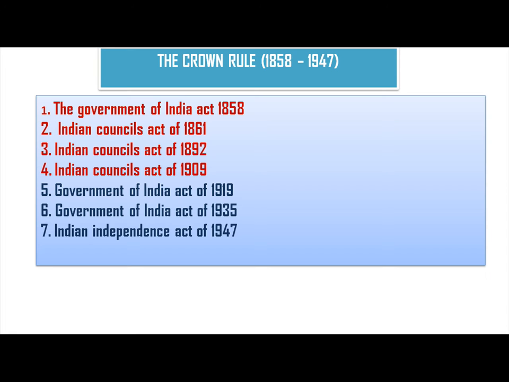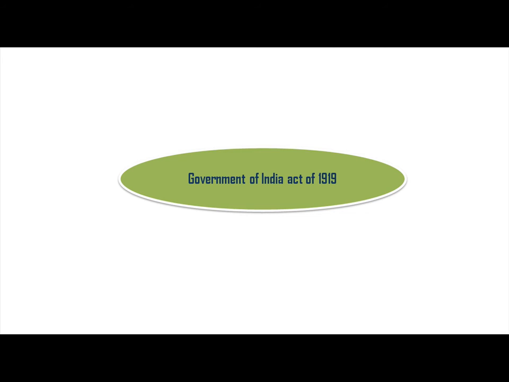So let us talk about the Government of India Act 1919. Under the Crown Rule, all the red ones, that is 1 to 4, we have completed. So today we are going to discuss the fifth one, that is the Government of India Act of 1919.